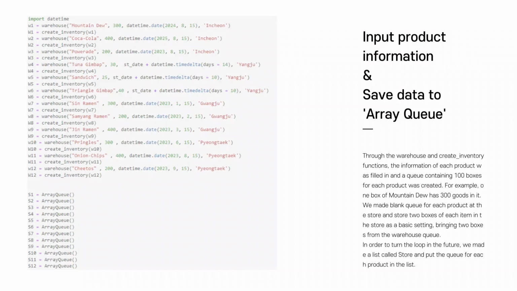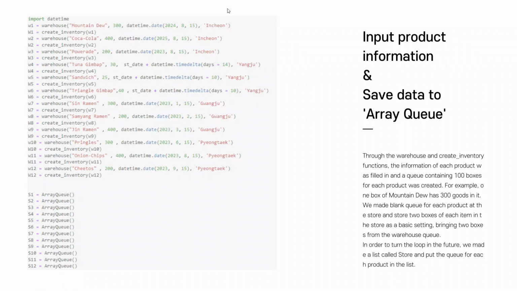Through the warehouse and create inventory functions, the information of each product was built in and a queue containing 100 boxes for each product was created. For example, 1 box of Mountain Dew has 300 goods in it. We made a blank queue for each product at the store and stored 2 boxes of each item in the store as a basic setting, bringing 2 boxes from the warehouse queue.